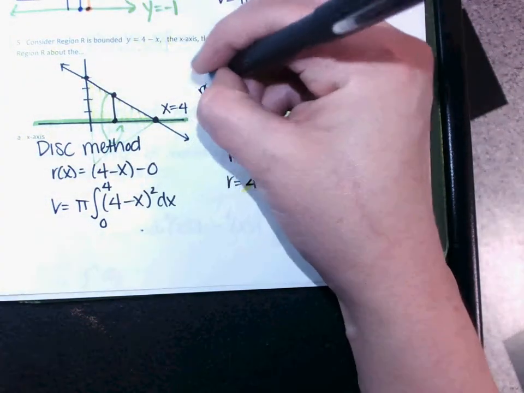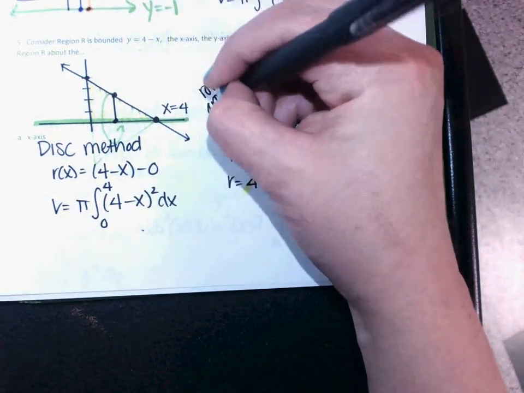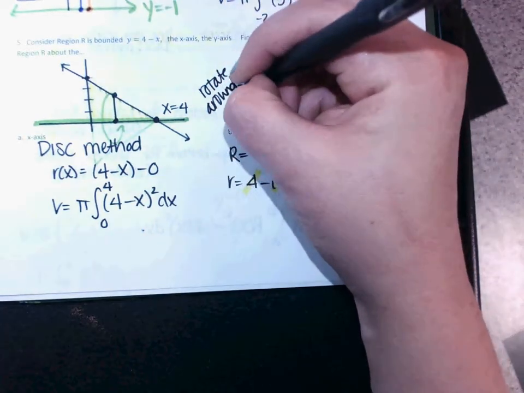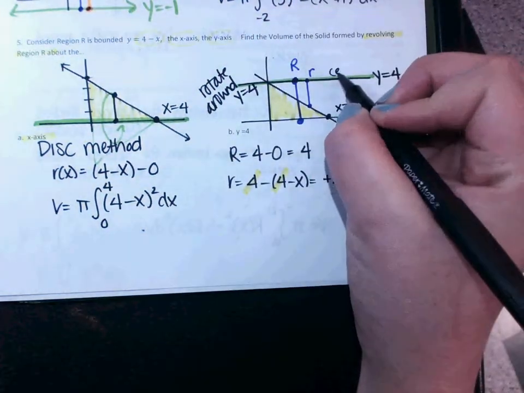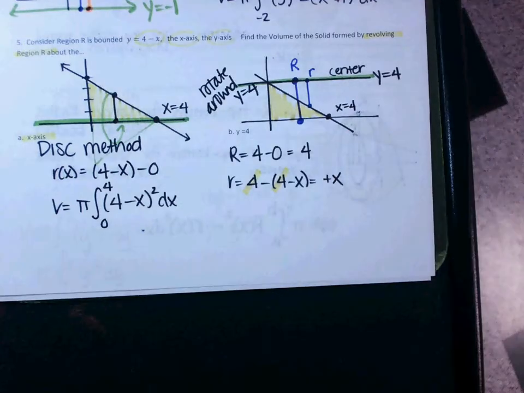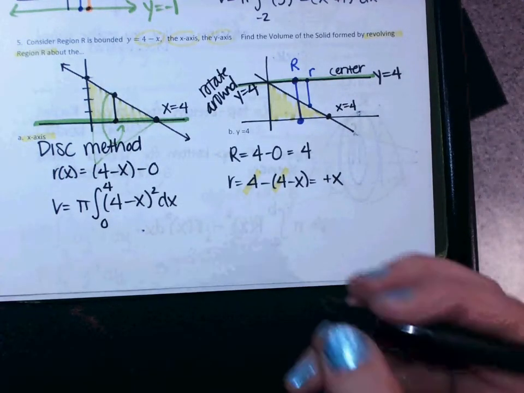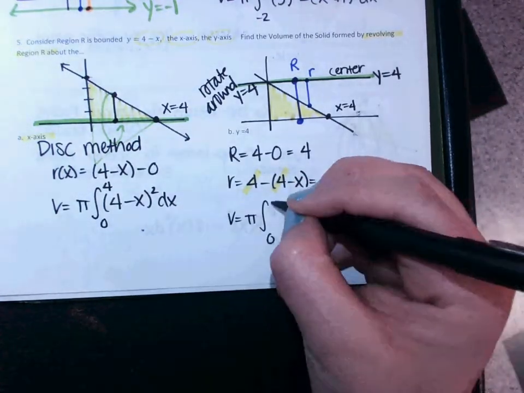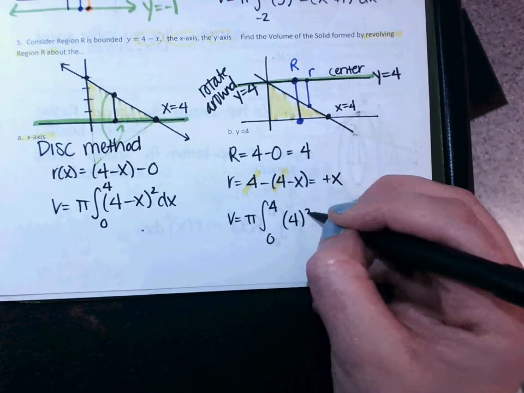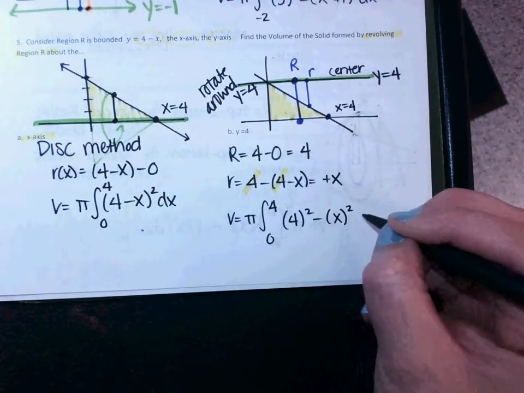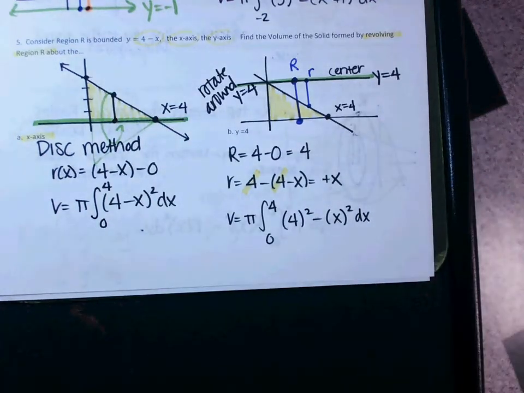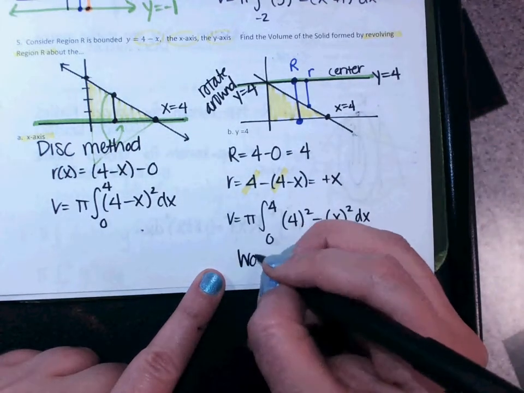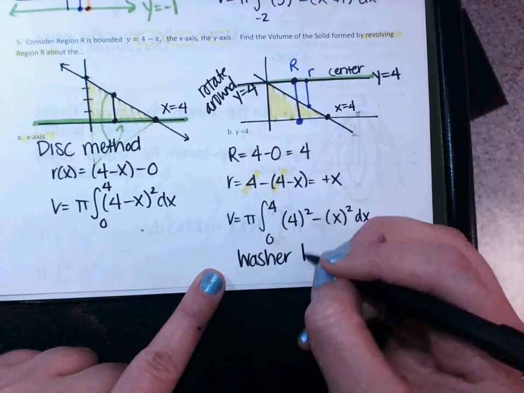Remember, one of your sides of your r has to be touching what you're rotating around. So if we're rotating around y equals 4, then that's your center line. And your solid would be formed going around that as your middle axis. And then from there you do volume equals pi integral 0 to 4, 4 squared minus x squared dx. And that would be called washer method.